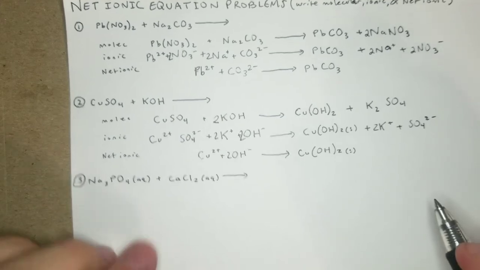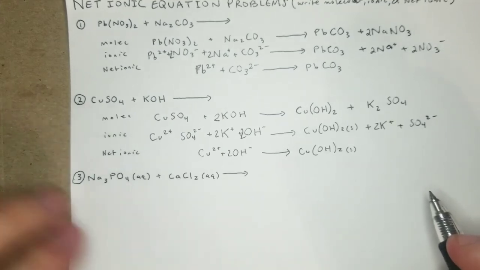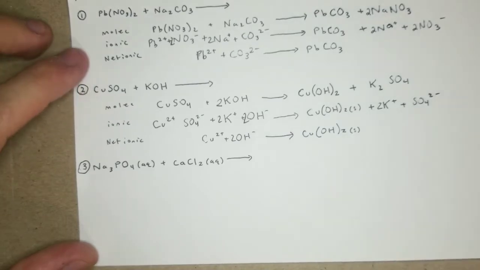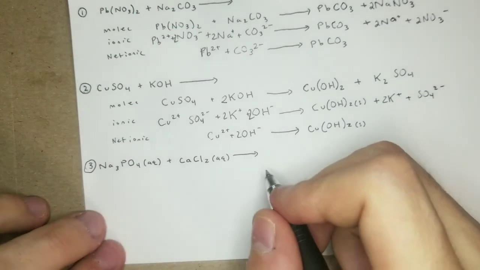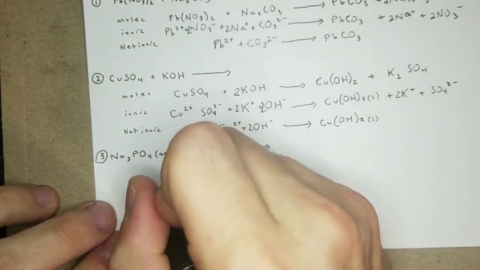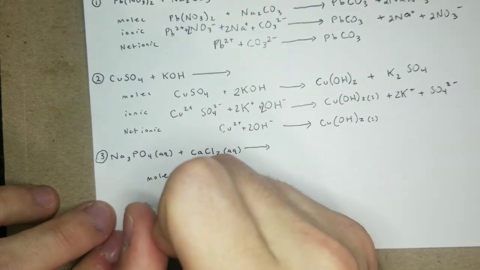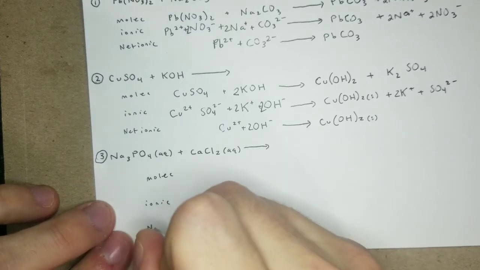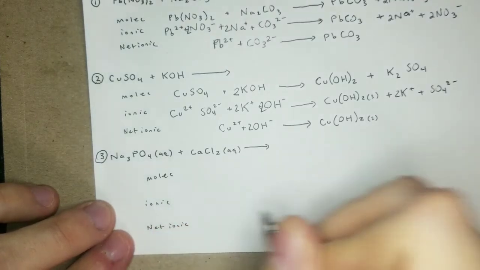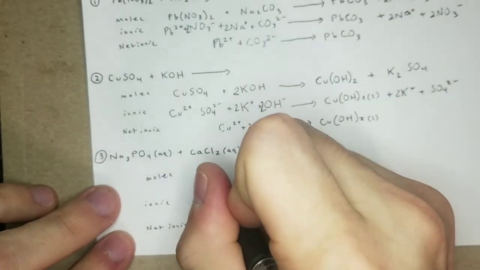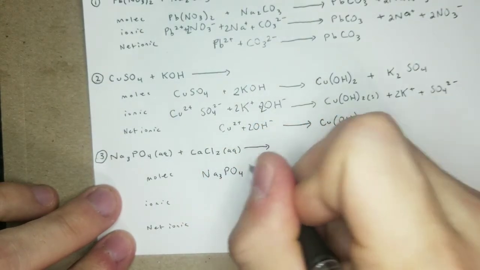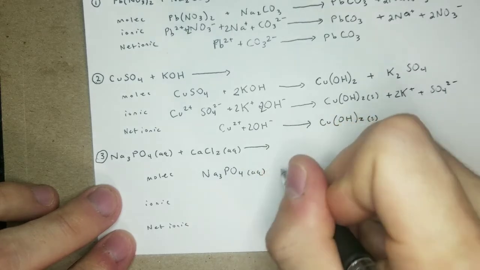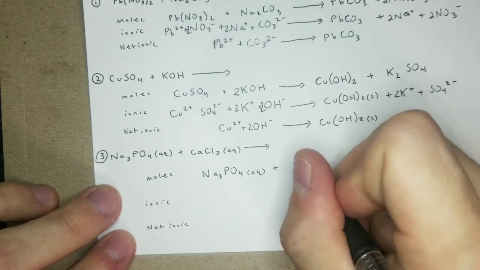Now here's one that I think should be the most challenging, or you could say the least convenient of them, because I think the exponents are going to work out a little bit funny. So molecular, ionic, net ionic. So for the molecular, again, copy it down. Na3PO4. This one has the states of matter too, so that'll be good.